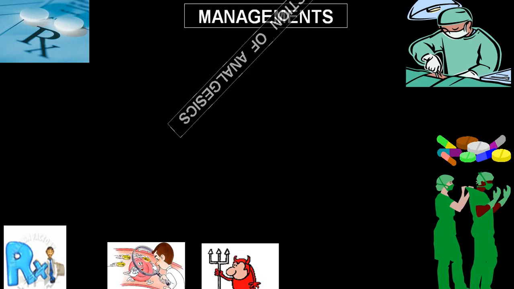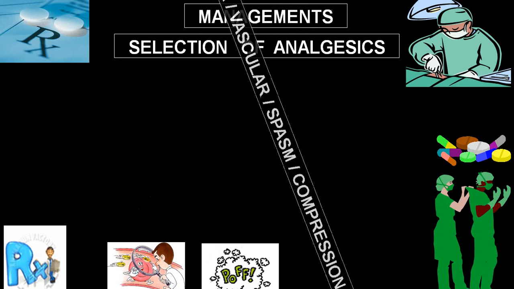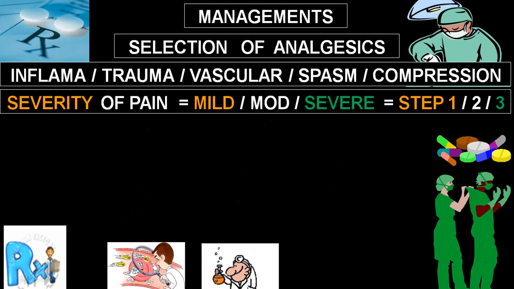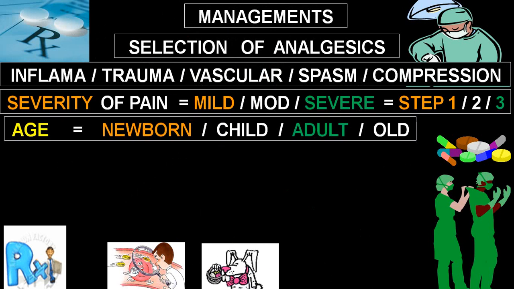Now, as far as pain management is concerned, the selection of analgesic will depend on the inflammatory process, traumatic process, vascular spasm, compression, that is neuropathic pain, or you can divide it into mild, moderate, severe. Step 1, step 2, step 3 is the internationally accepted mode of treatment. It depends upon the age, newborn, child, adult, or old person, because some of the analgesics are contraindicated in the old and in newborn children.